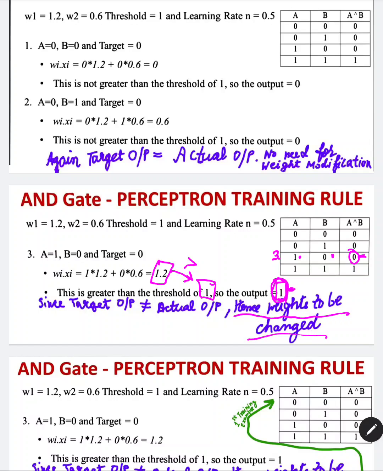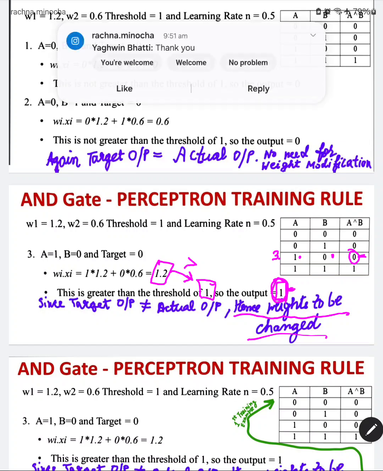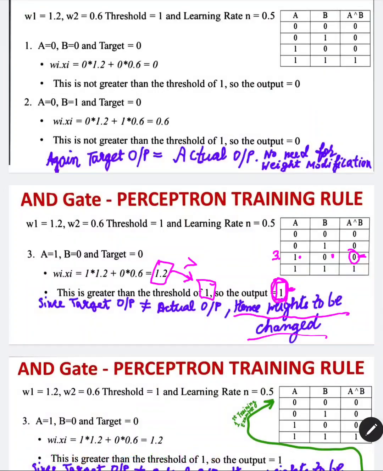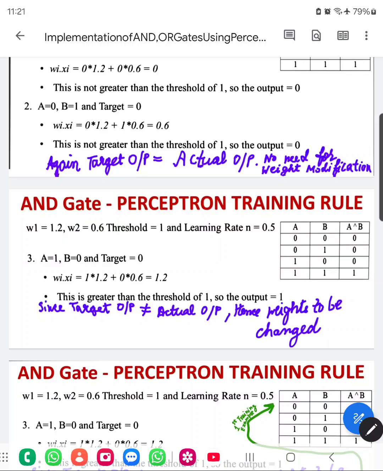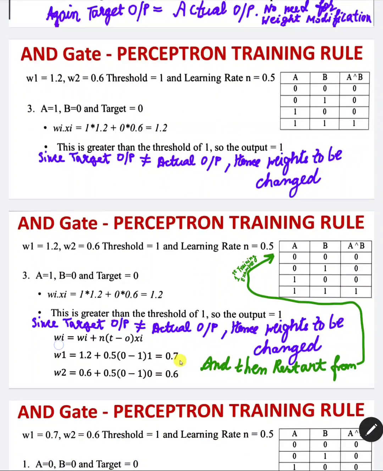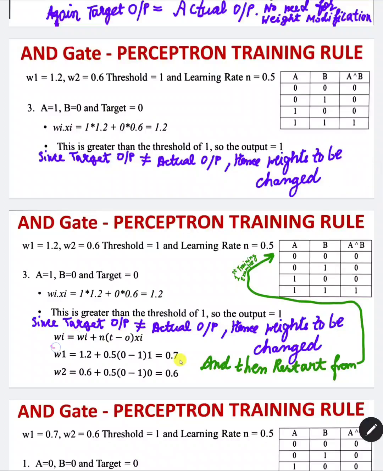So how do we change the weight? There is a formula that I discussed earlier in the previous videos. If you have not seen the previous videos, please go and check them out. Now what you have to do is update the weights based on a formula, and that formula is Wi equals Wi plus n into (t minus o) into xi.